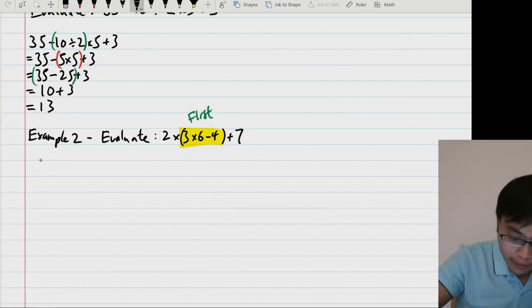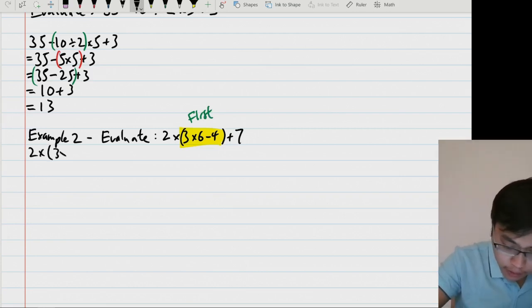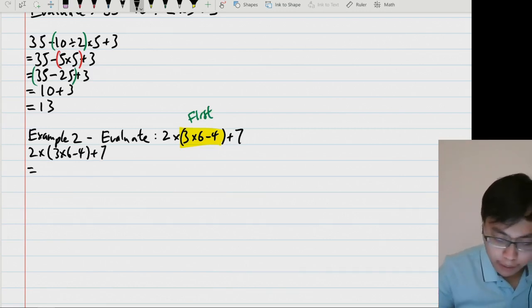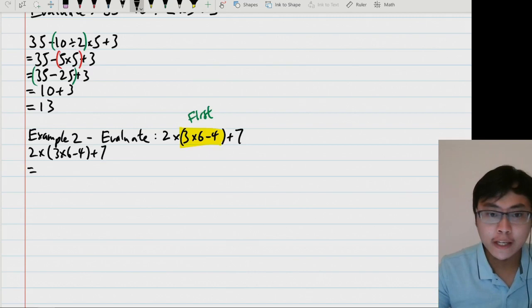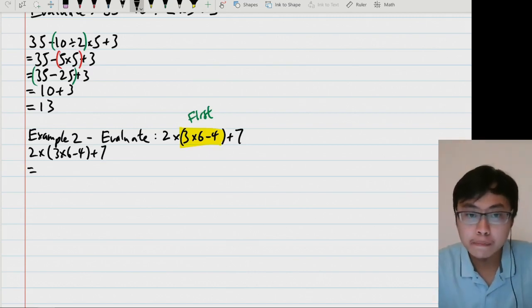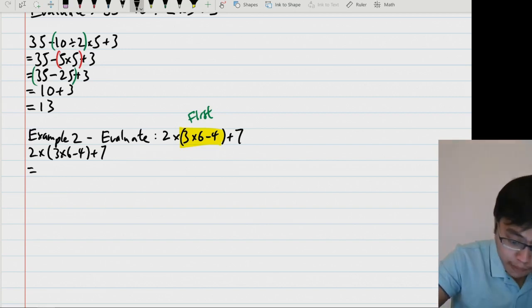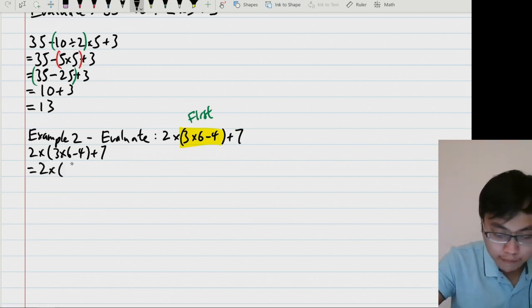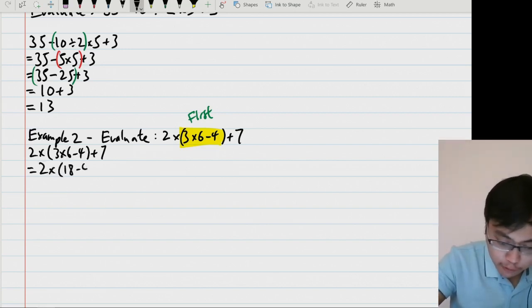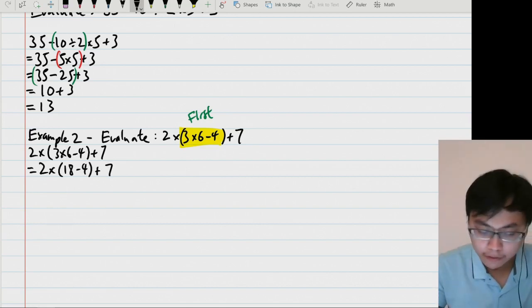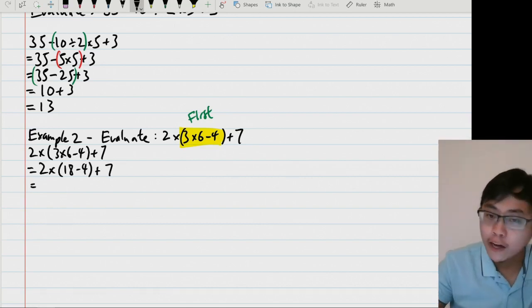Let's first copy down our question. We have 2 times bracket 3 times 6 minus 4, bracket, plus 7. And so the first step, before I evaluate everything in the bracket, is there BEDMAS in the bracket that I need to do? Yes, I need to do times first, then minus. So that's going to be 2 times 3 times 6 first, which is 18, minus 4, still in the bracket, plus 7.